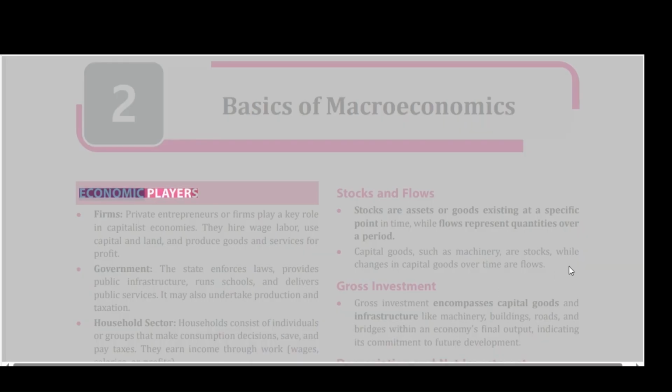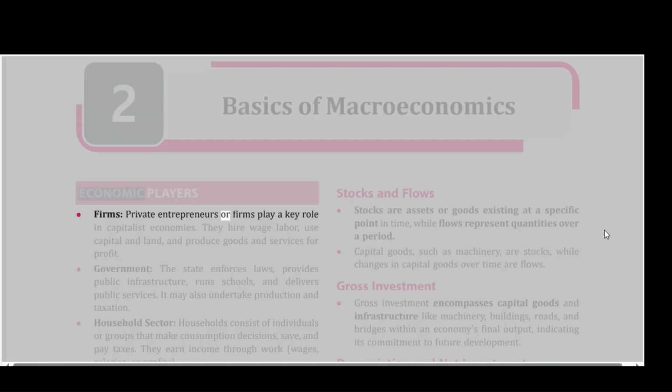Economic players. The firms: private entrepreneurs or firms play a key role in capitalist economies. They hire wage labor, use capital and land, and produce goods and services for profit.